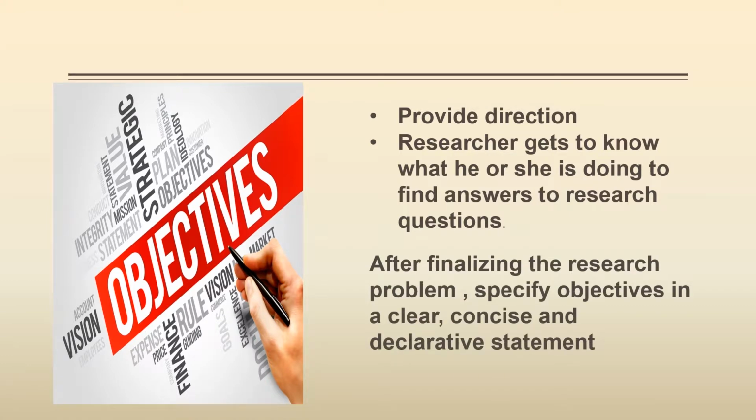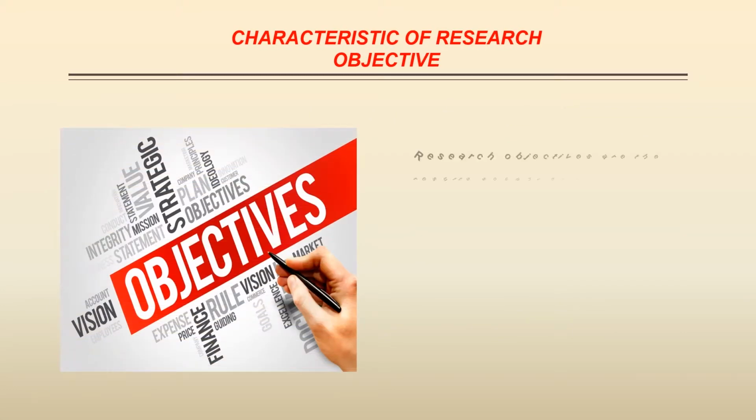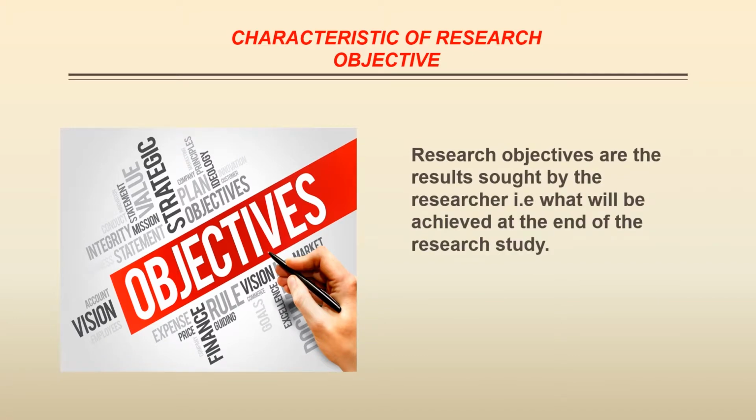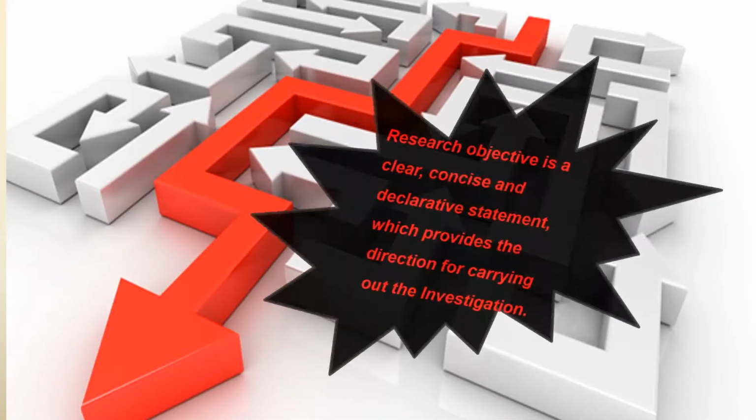After finalizing the research problem, the researcher should specify the objectives of the proposed research in a clear, concise, and declarative statement. Now let's discuss characteristics of research objectives. Research objectives are the results sought by the researcher at the end of the research. That is, what will be achieved at the end of the research study.